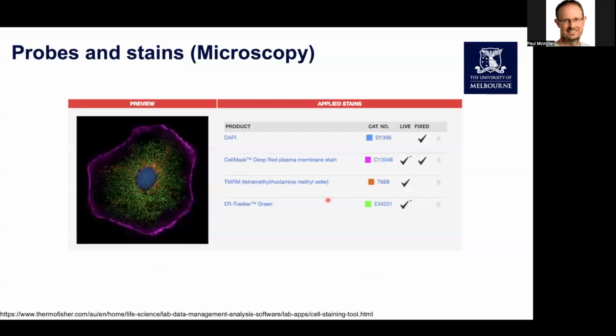Here again is an example. We've got DAPI here, which is preferentially staining the nucleus. We've got a CellMask Deep Red in this case, which is in the infrared range, which is preferentially marking the cell membrane around the outside of the cell.